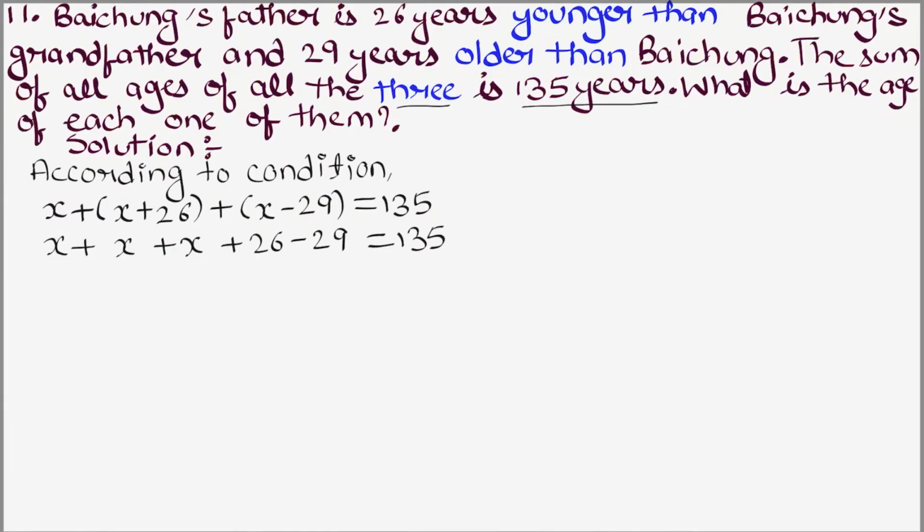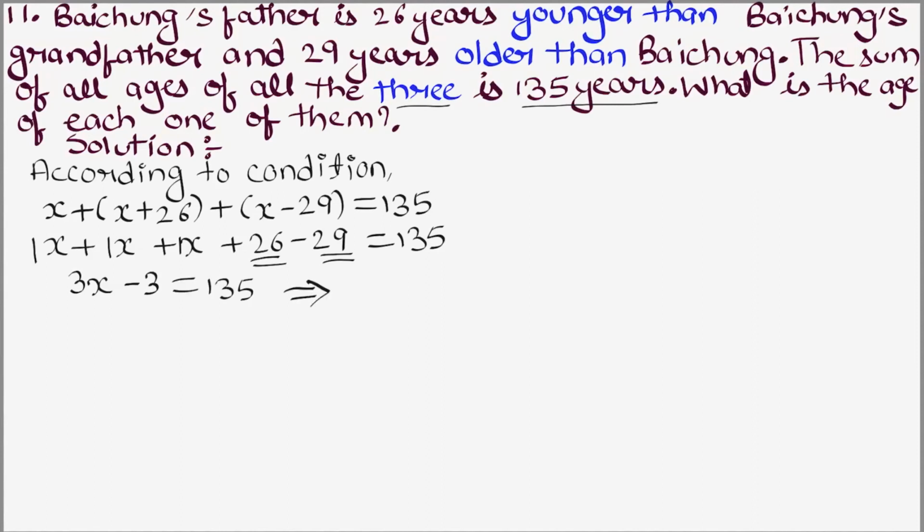Now, bringing the like terms together, before X there is no number, so it is 1. 1x plus 1x plus 1x is equal to 3x. Now in the case of plus 26 and minus 29, if one number has a plus sign and the other number has a minus sign, what do we do? Subtraction. And if we subtract 26 from 29, it would be 3 and the sign of the greater number, that is minus. So 3x minus 3 is equal to 135.